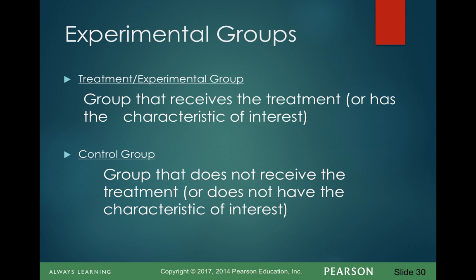For example, I'm serving on a doctoral dissertation committee right now, on an advisory committee for one of my students, and she is investigating the effects of collaborative learning. So her experimental group is half of the students in this particular program who received their instruction using collaborative learning. The control group is the students who did not receive it via collaborative learning. So they received instruction just like they've done before.